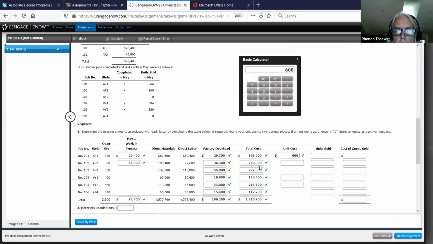Again, I'm going to take 260,300 and I'm going to divide it by my quantity of 380, and that will give me my unit cost. So 260,300 divided by 380 units is 685.